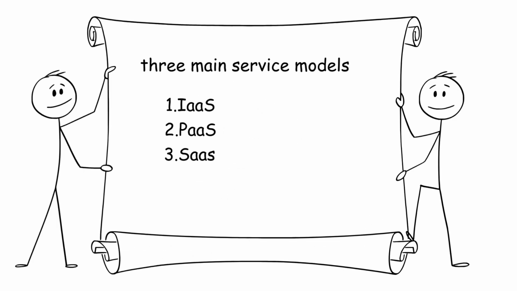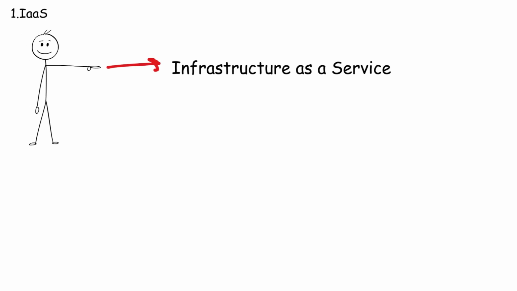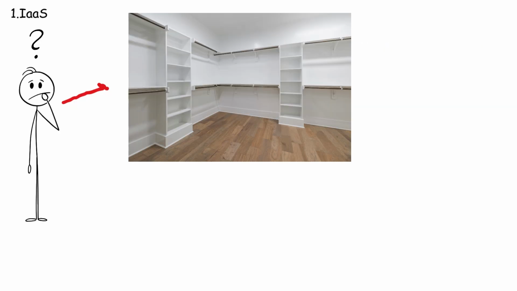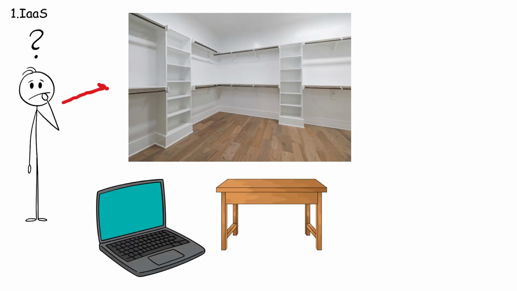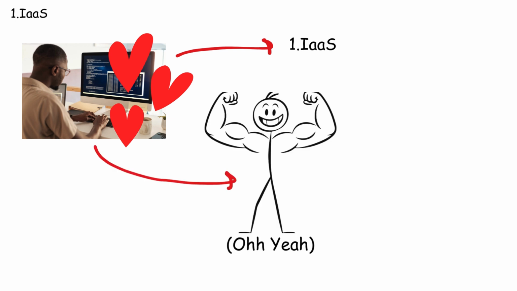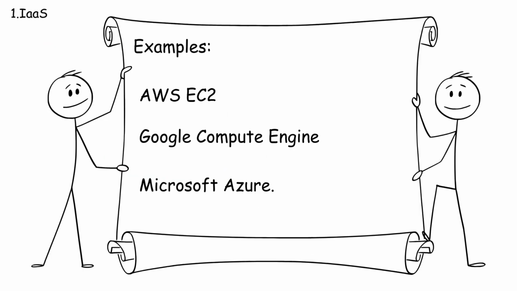Now, there are three main service models you should know: IaaS, PaaS, and SaaS. IaaS, Infrastructure as a Service. This gives you the raw building blocks: virtual servers, storage, and networking. Think of it as renting an empty apartment. You bring everything you need. Developers love this because they have full control. Examples: AWS EC2, Google Compute Engine, and Microsoft Azure.